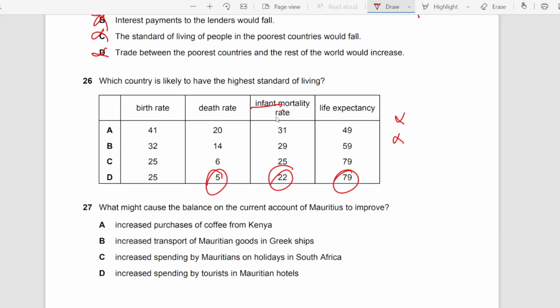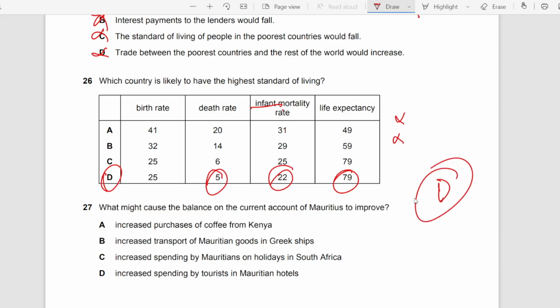infant mortality means when children die when they're very young or just born, when they're infants, right? Birth rate does not necessarily make a lot of difference to the standard of living. The death rate should be low, infant mortality rate should be low, life expectancy should be high. So yeah, question 26, the answer would be D. So D is the answer over here.